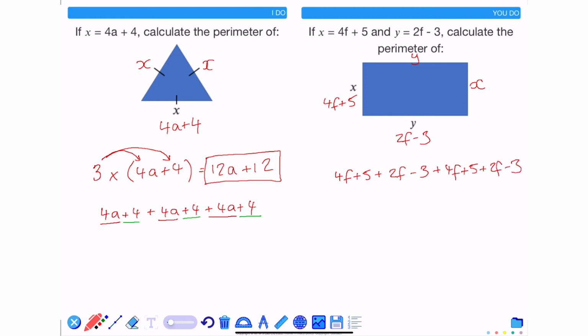Now collecting together the like terms, we've got 4f plus 2f plus 4f plus 2f. This gives me a total of 12f. 5 minus 3 plus 5 minus 3 would give me 4 altogether. This is a simplified answer for the perimeter of my rectangle.